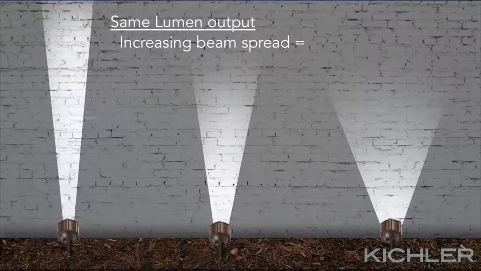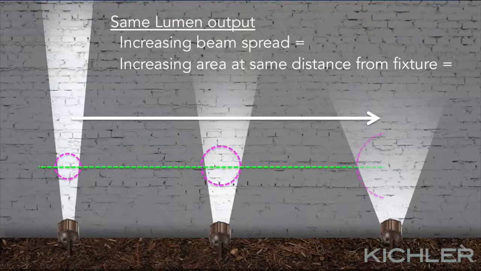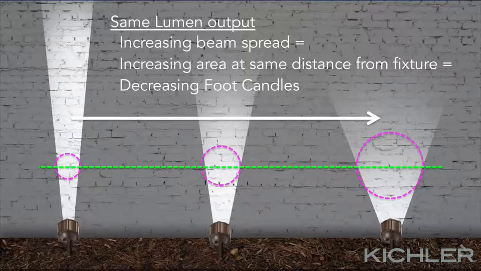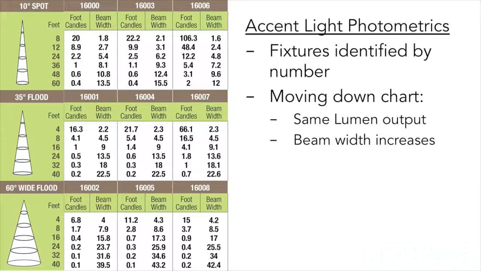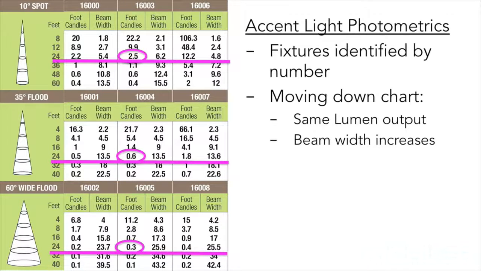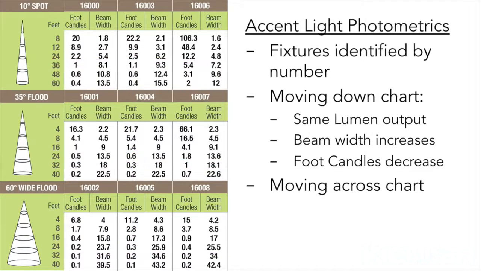At the same lumen output, an increasing beam spread means that the area illuminated at the same distance from the fixture increases, which in turn means that the number of foot candles of illuminance at the same distance from a fixture decreases. Returning to our chart, we see that the numbers bear this out. At 24 feet, the 10-degree fixture produces 2.5 foot candles of illuminance. The 35-degree fixture produces 0.6 foot candles, and the 60-degree fixture produces 0.3 foot candles. So, at the same lumen output, as the beam spread increases, foot candles decrease.